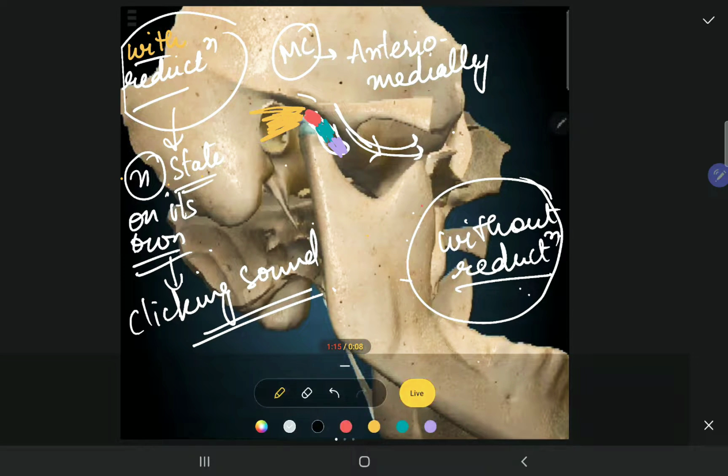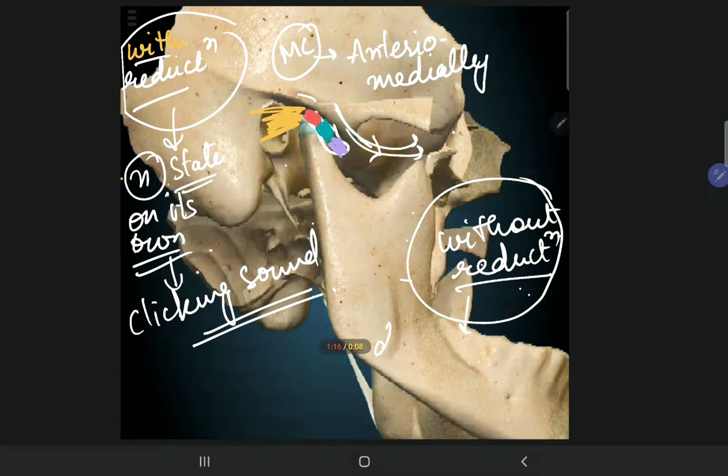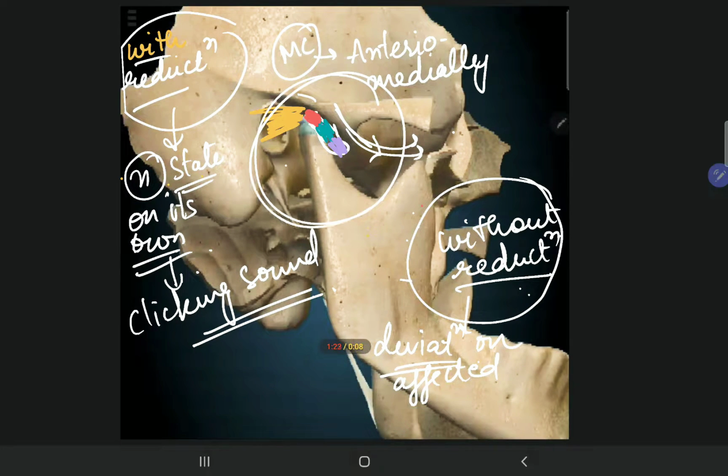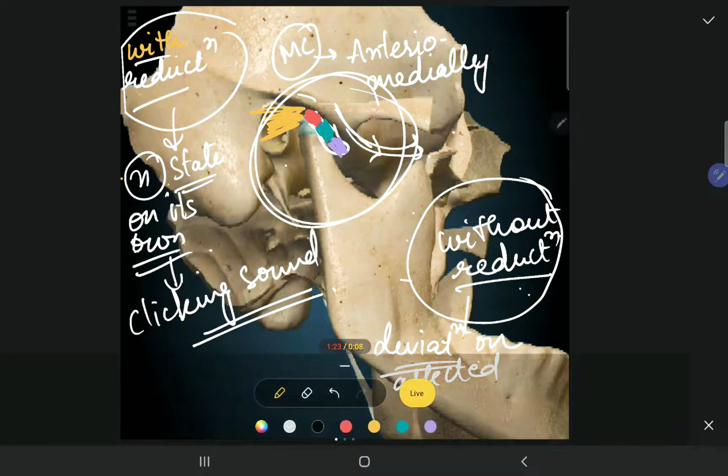That means the mouth opening is compromised here. Since the disc is not coming back to its original position, we do not hear any clicking sound, but we see that there is a deviation of the mandible on the affected side. So there is going to be a deviation on this side, whichever is the affected side, whichever there is displacement of the disc, we see that deviation. And there is also a decrease in the lateral excursive movement on the contralateral side.